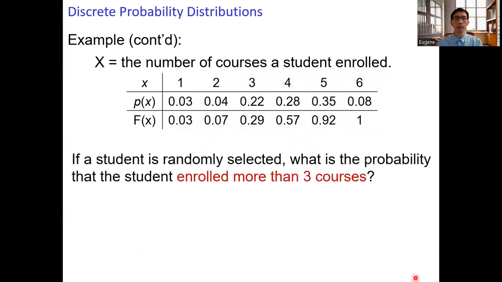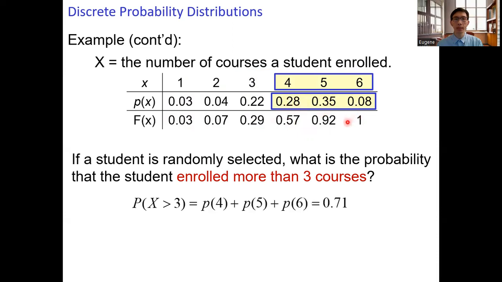How about the probability that the student enrolled in more than 3 courses? The corresponding probability statement is P of X greater than 3. This corresponds to the events X equals 4, X equals 5, and X equals 6. So we sum up the corresponding PMF values, 0.28, 0.35, and 0.08. We get 0.71.